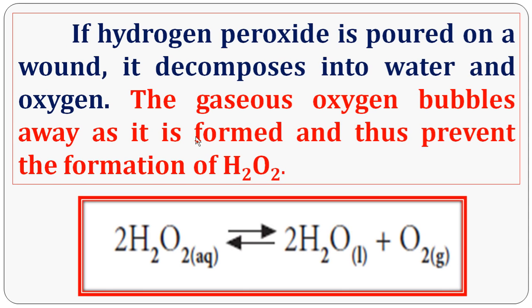Another example, hydrogen peroxide, H2O2. If hydrogen peroxide is poured on a wound, it decomposes into water and oxygen, H2O and O2. And the gaseous oxygen bubbles away as it is formed, thus preventing the formation of H2O2. Here the hydrogen peroxide decomposes to form water and oxygen, H2O and O2. And H2O and O2 combine to form H2O2.